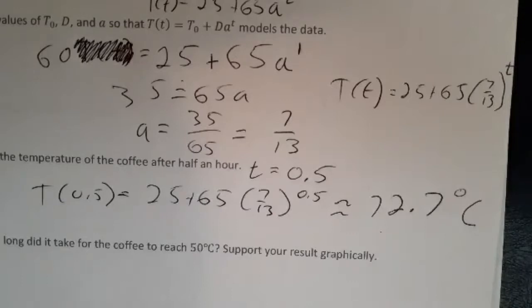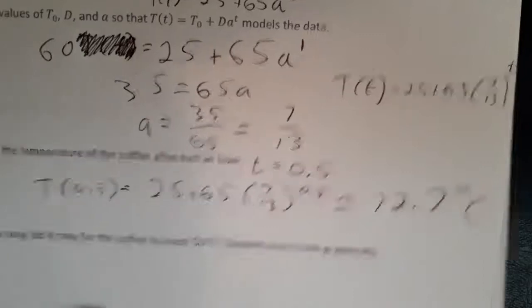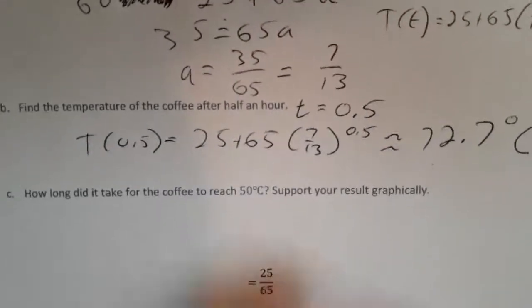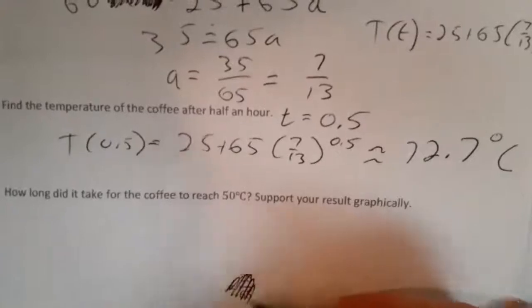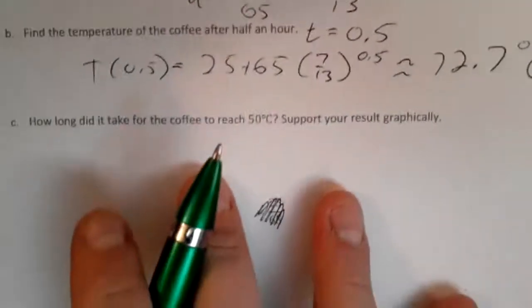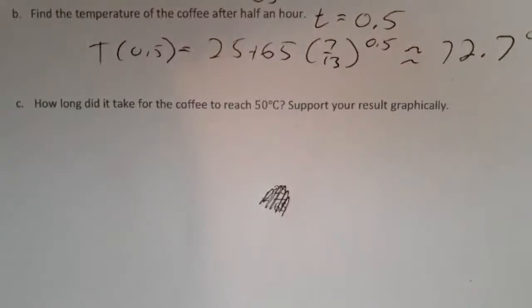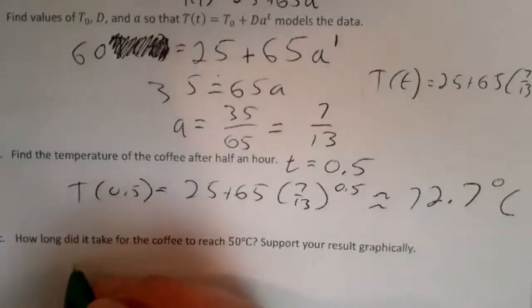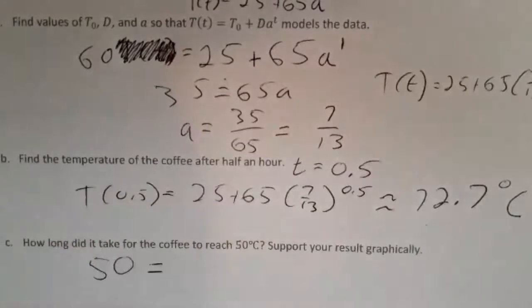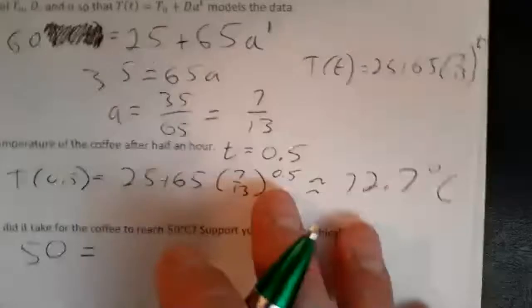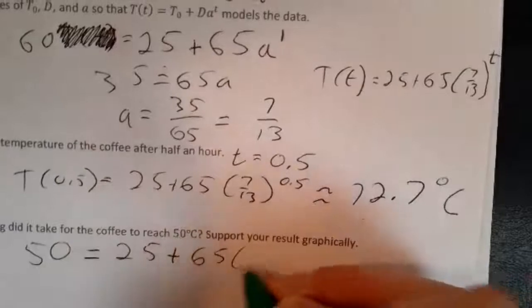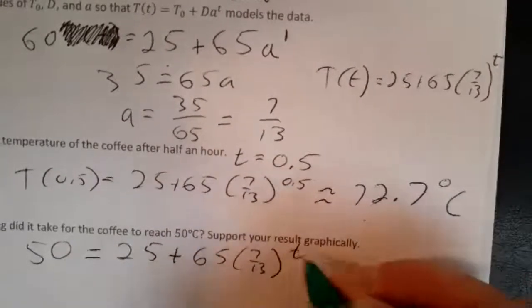And so that one, they gave us a time, and then asked us to find temperature. The other way around is they can ask us a temperature, and then ask us to find what time it was at that temperature. So if they're giving us temperature, now they're giving us the capital T value. So now the capital T is equal to 50. Our function still looks the same, 25 plus 65 times 7/13 to the t, and now we want to solve for this t variable.